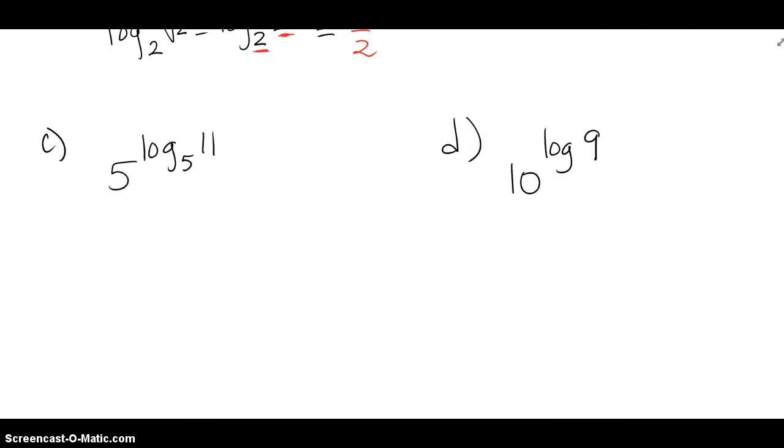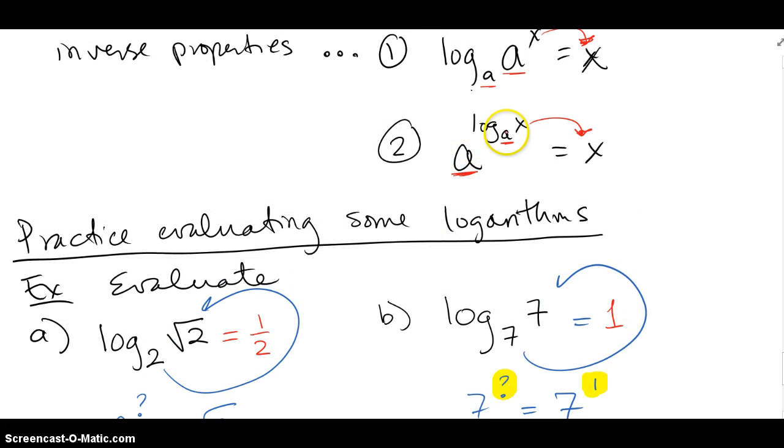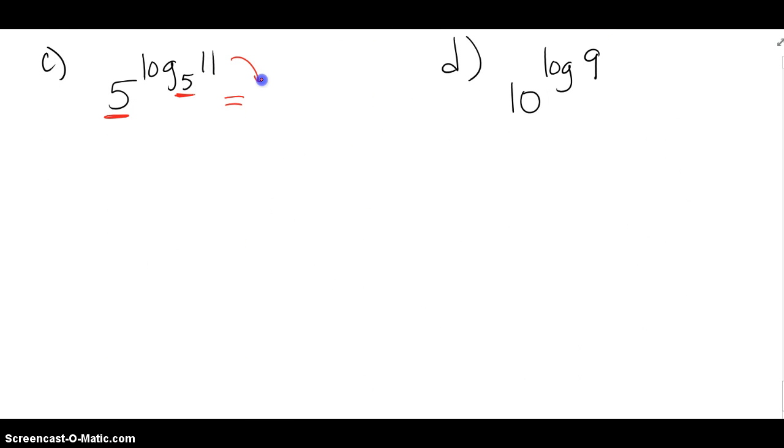Part C says 5 raised to the log base 5 of 11. Now, log base 5 of 11, I can't even really do it on my calculator because it's a base 5 and I only know how to use base 10 as of right now. But I do notice that this base and this base are the same, and the inverse properties up above said that if the big base and the little base are the same, then it just takes you back to x where you started. So I can use that shortcut and say the answer that plops down is just 11.